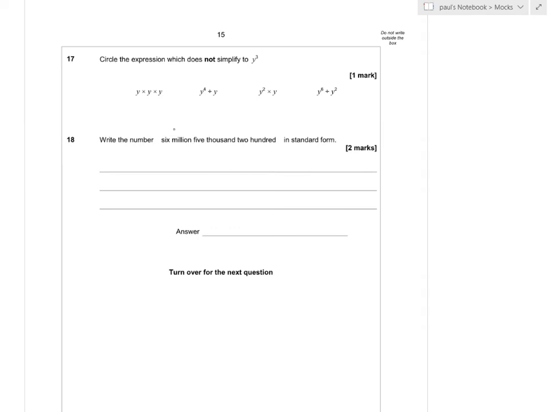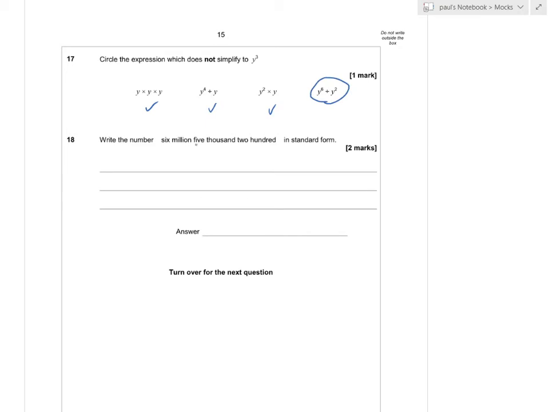Circle the expression which does not simplify to y cubed. y times y times y, that does. y to the 4, yeah, that does. y squared times y, yeah, it does. y to the 6 divided by y squared would be y to the 4, so that's the one that doesn't.